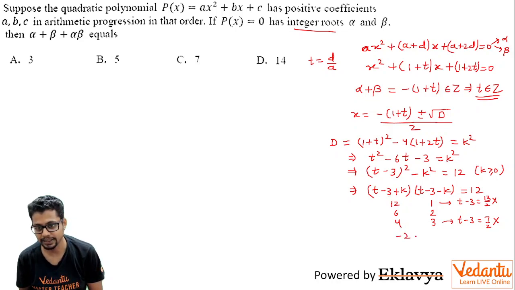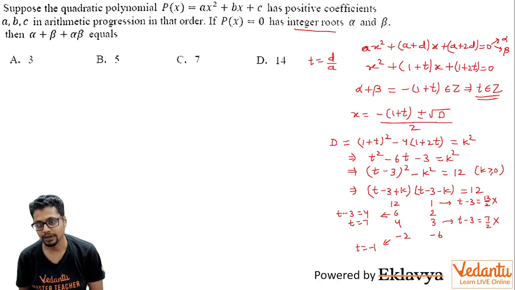So here I'll take minus 2, minus 6. Yeah. So in this case you get what? In this case you get t minus 3 to be 4. That means t is supposed to be 7. Check it out. And in this case you get t minus 3 to be minus 4. That means t is minus 1.